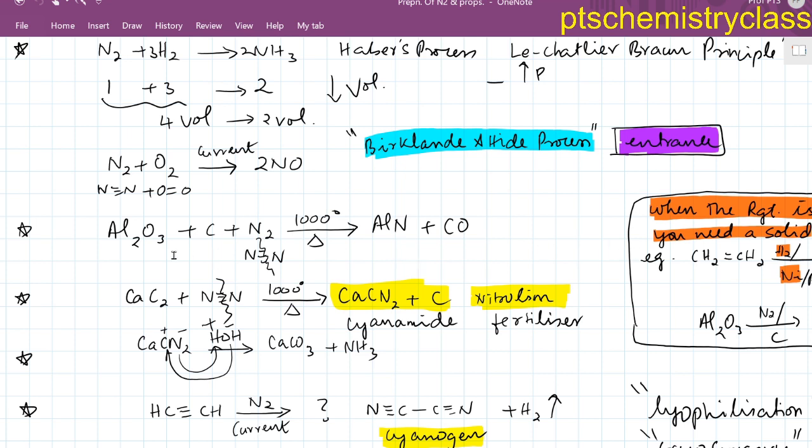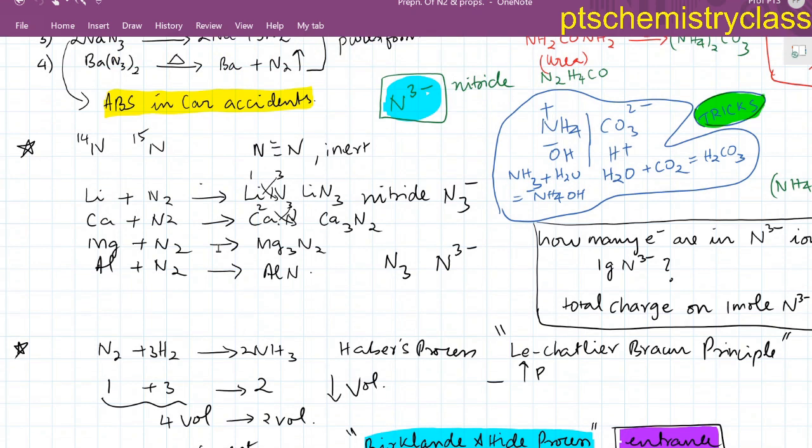Why I am telling you that is because in this reaction with Al2O3, when nitrogen is added, we need a solid, coke, which will adsorb the nitrogen onto the surface. And you need enormous conditions for the reaction, because to break the N triple bond N you need a lot of energy. Then only the reaction will take place. So the aluminum nitride will be formed.